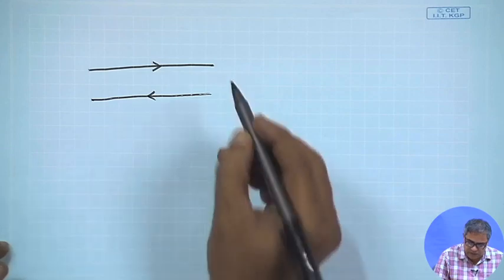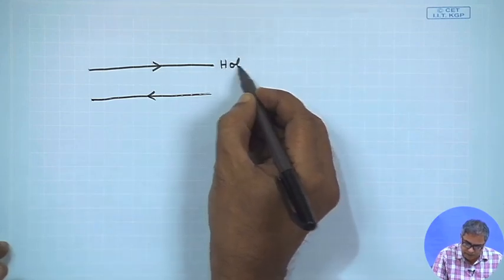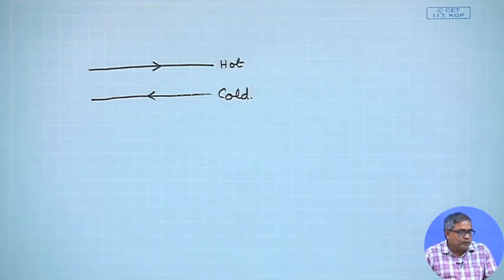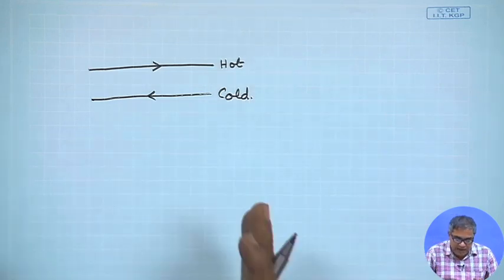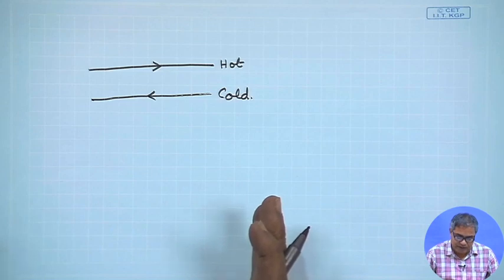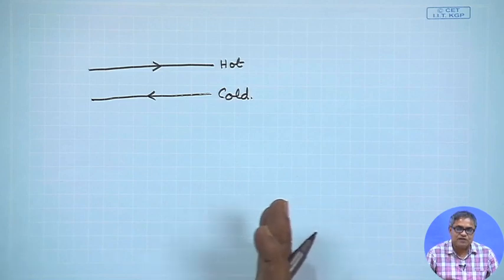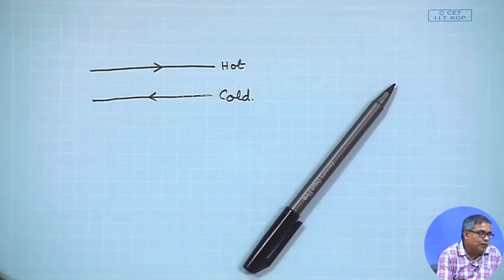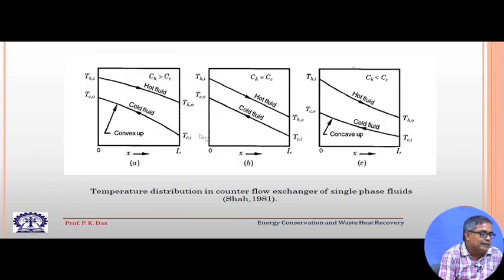Let us say this is hot and this is cold. So, what we will have? The arrangement is called a counter flow arrangement. So, the fluid flow directions are opposite to each other. If we go back to the PPT, then we will find the temperature distribution in a counter flow heat exchanger of single phase fluid. This figure has been taken from the book of Arkesha.